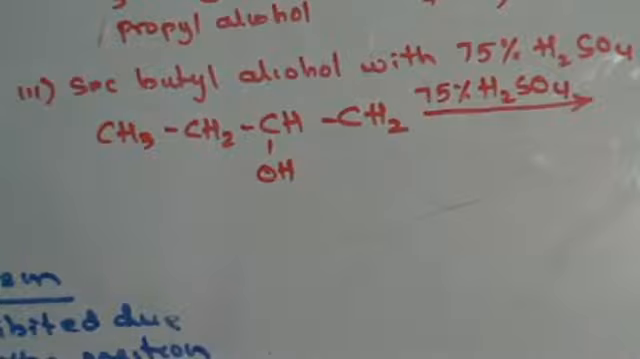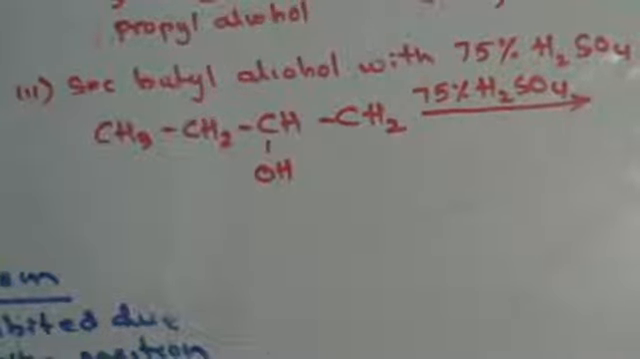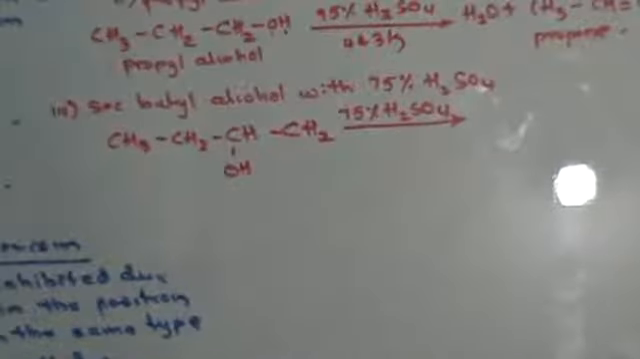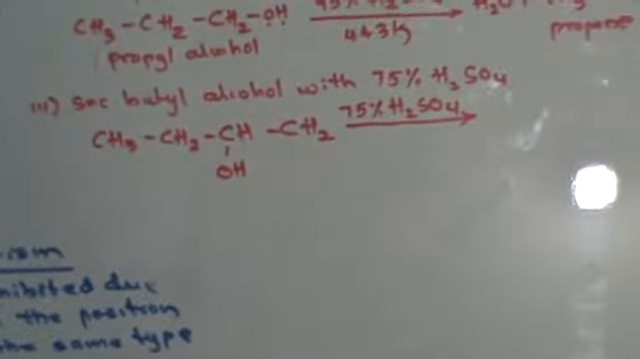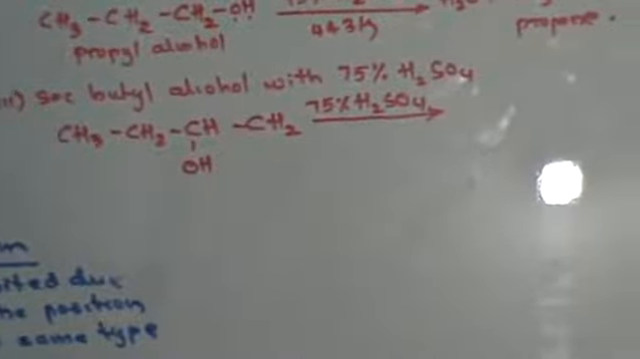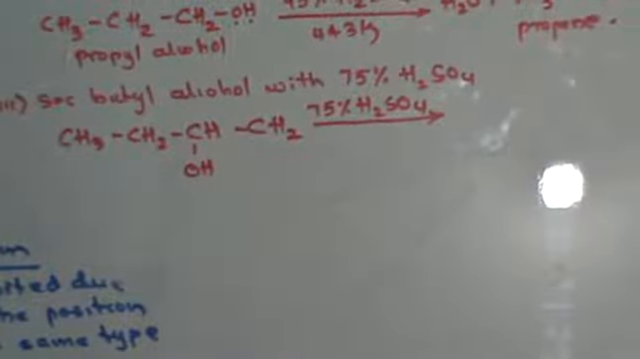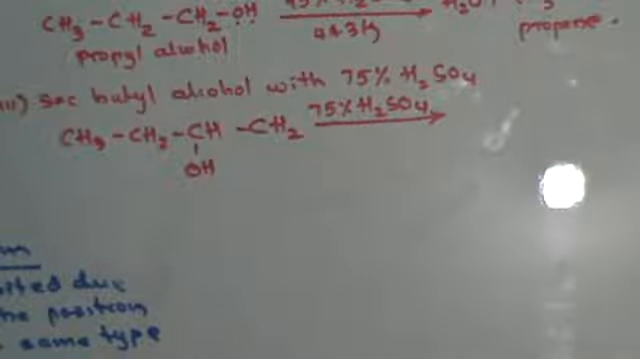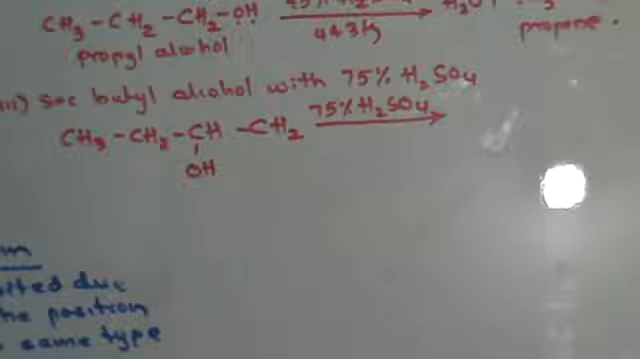Sec butyl alcohol reacts with 75% sulfuric acid, and you would have dehydration taking place. But the question here is, from where do I remove the hydrogen? I have to remove hydrogen for water. In order to know from where hydrogen has to be removed, you have to apply something called Saytzeff's rule. Saytzeff's rule says that in higher alcohols or higher alkyl halides, the hydrogen atom from the adjacent carbon atom carrying less number of hydrogen atoms is preferentially removed.